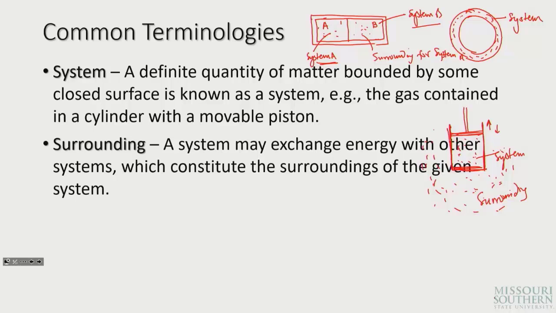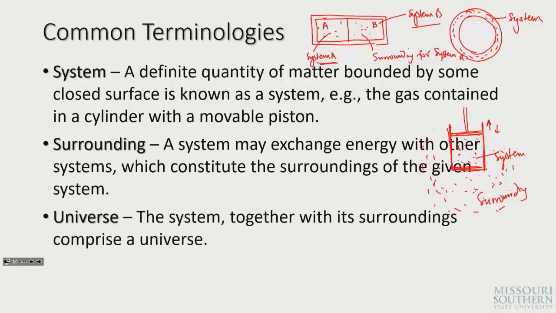And then the next thing is universe. So what's universe? When we combine system and surrounding, the totality is called a universe. So in this case, this whole thing is the universe. Okay, here in this case, the system with the piston containing the gas and the outer atmosphere comprise a universe.